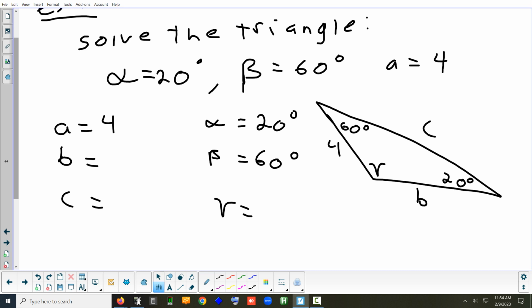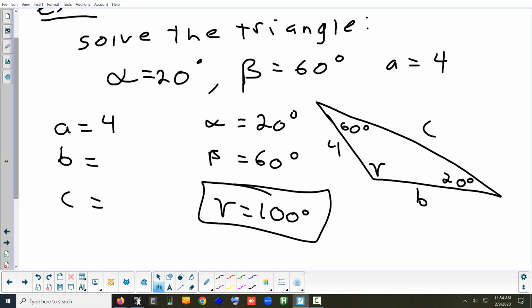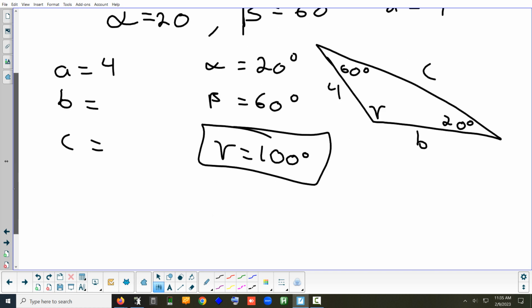Oh, okay. Now, gamma is 100, because they all have to add up to 180. And gamma has no effect on finding B. So if you get gamma wrong, you can still get B right. But if you get gamma wrong, you will get C wrong, because you have to use gamma to find C. Let's find B first.